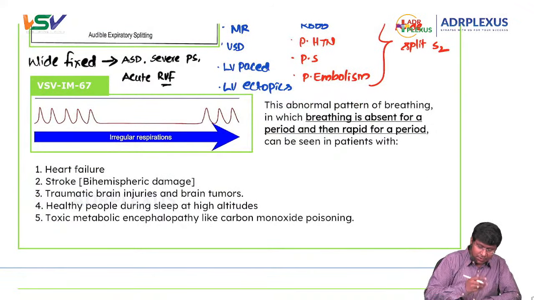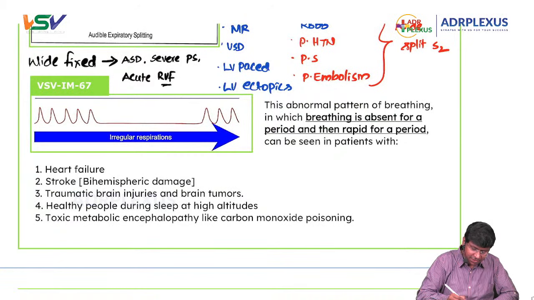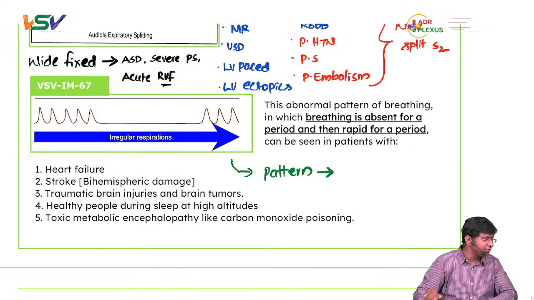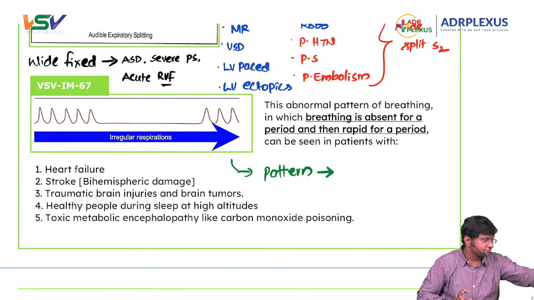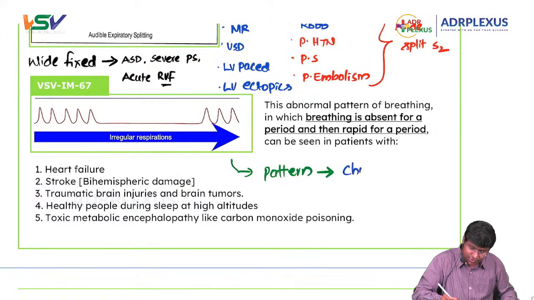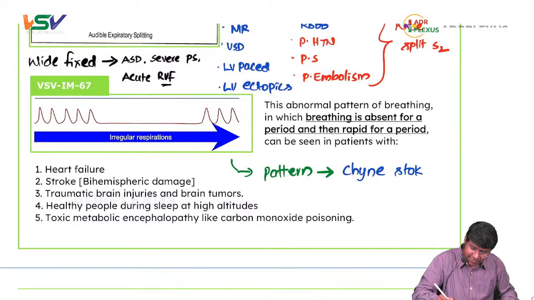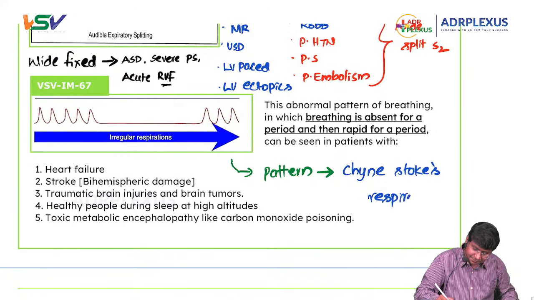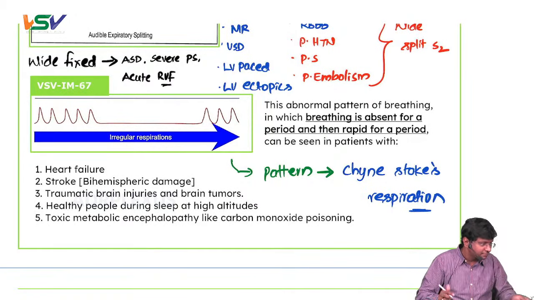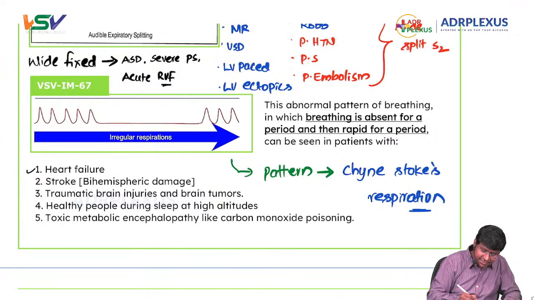Now can anyone tell me what is the pattern of this breathing? Right, so this is Cheyne-Stokes respiration. Which cardiac condition will you have this Cheyne-Stokes respiration in? Good. So that is observed in congestive heart failure.